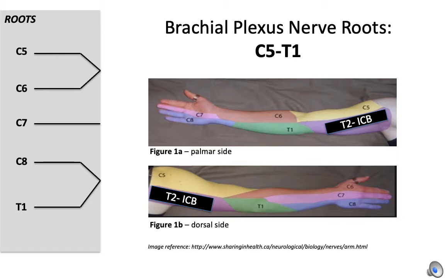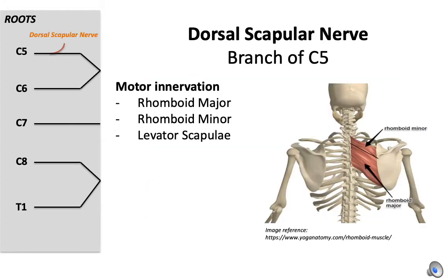and figure 1B below showing the dermatomes of the dorsal side. As you can see, C5 through T1 cover most of the arm, with the exception of the medial upper arm, which is covered by T2. T2 can be blocked separately by targeting the intercostobrachial nerve. As the nerve roots exit the spinal cord, they give off a few early branches.